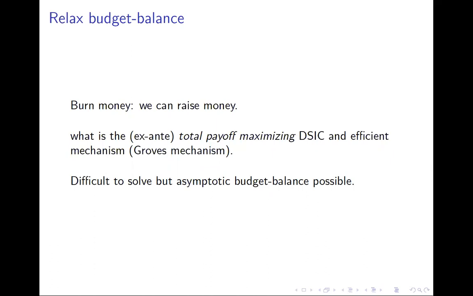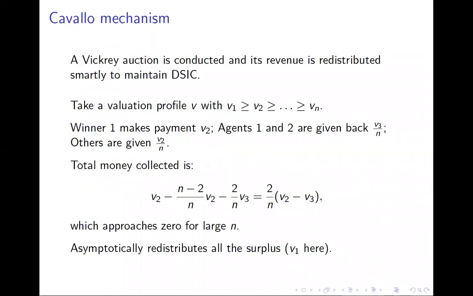Again, it's a difficult problem to solve, but there are mechanisms that you can think of which will burn money, but asymptotically, as the number of agents grows, will achieve asymptotic budget balance. Okay, so I have given one such mechanism here. It's a pretty simple mechanism, but it was only recently discovered, proposed by a computer scientist named Cavallo. So it's called the Cavallo mechanism.